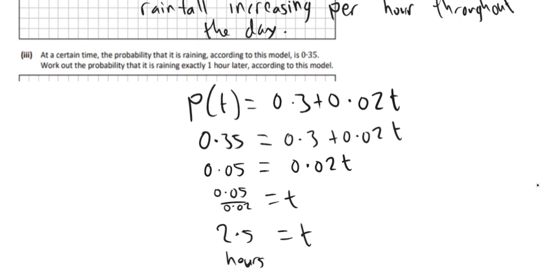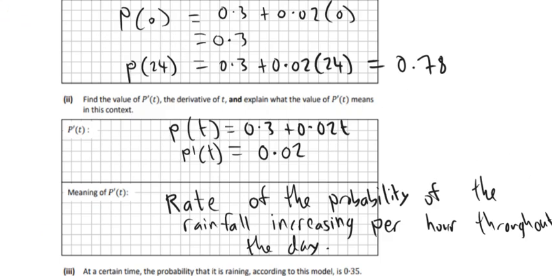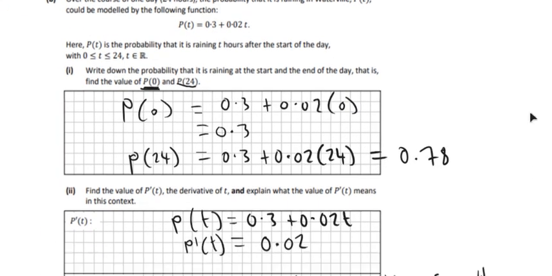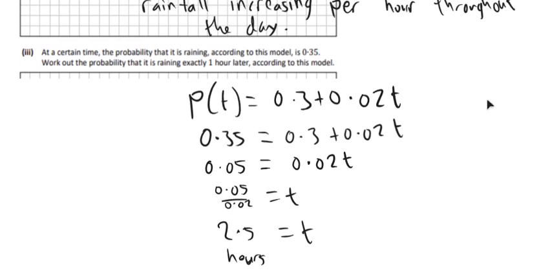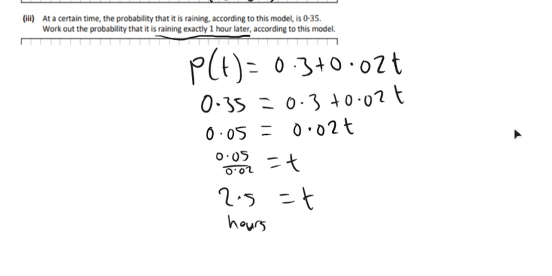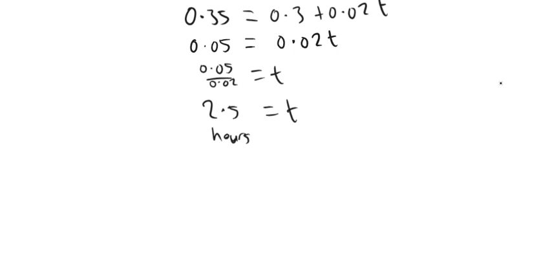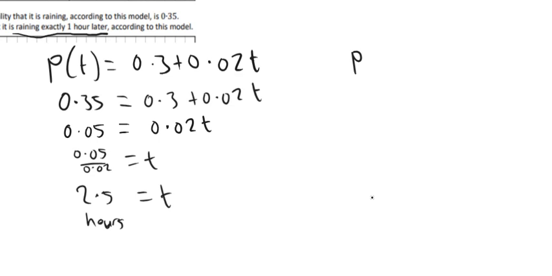At 2.5 hours, there was 0.35 of rainfall, whatever it's measured in. So that's how much rainfall at 2.5 hours. So, or no, sorry, it's probability of rainfall at 2.5 hours. So what you're asking the question is, what's the probability that it is raining exactly 1 hour later? So 1 hour later would be 3.5 hours. So therefore I'm going to put that straight into the function, and that'll be it then. So we just have to work out p of 3.5 because that's 1 hour later after 2.5 hours.